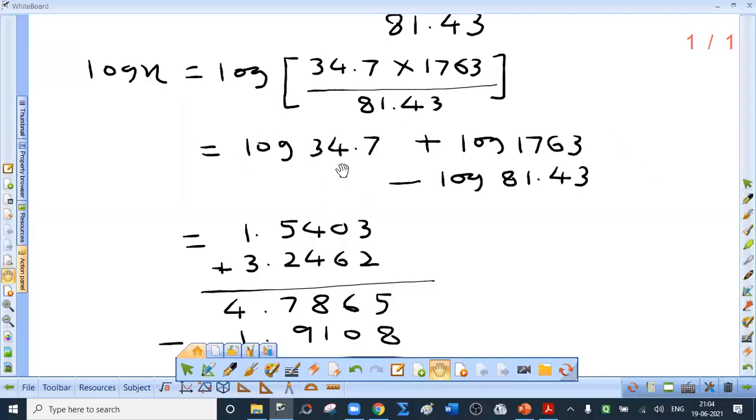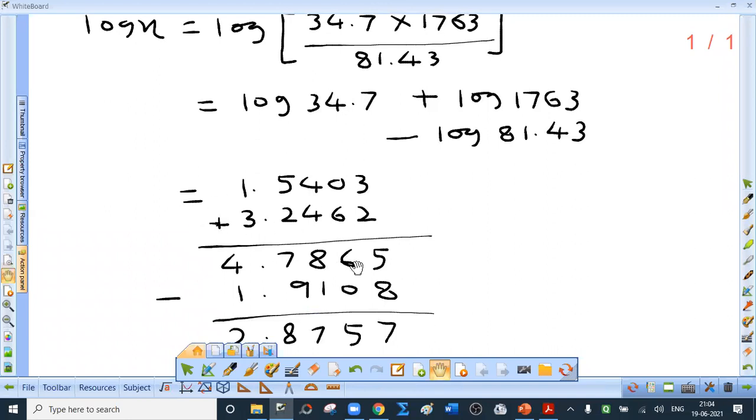What is log 34.7? Characteristic is 1. Find the number which is in row 34 and column 7: 0.5403. Now, what is log 1763? Characteristic is 3. Why? Because it's a 4-digit number. Find the number which is in row 17 and column 6. To it, add the number which is in the same row, but column 3 in the mean difference section. So the final log value is 3.2462.